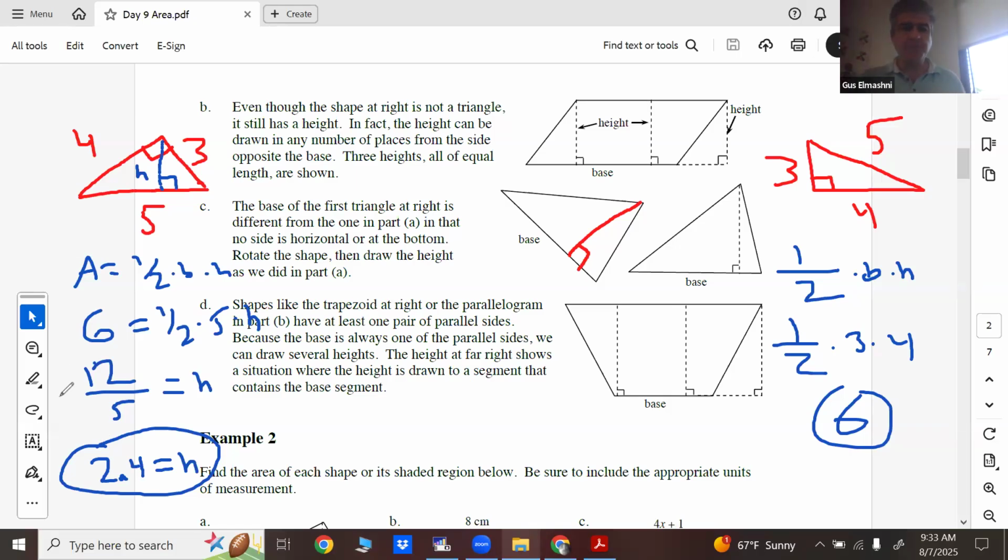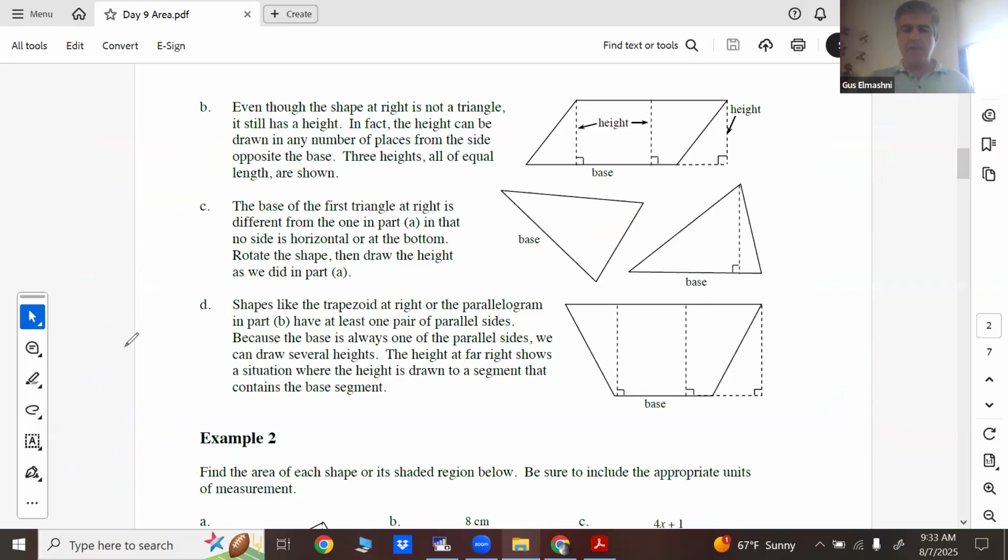So anyhow, that's something else to kind of think about. Natalie, can you read part D, please?